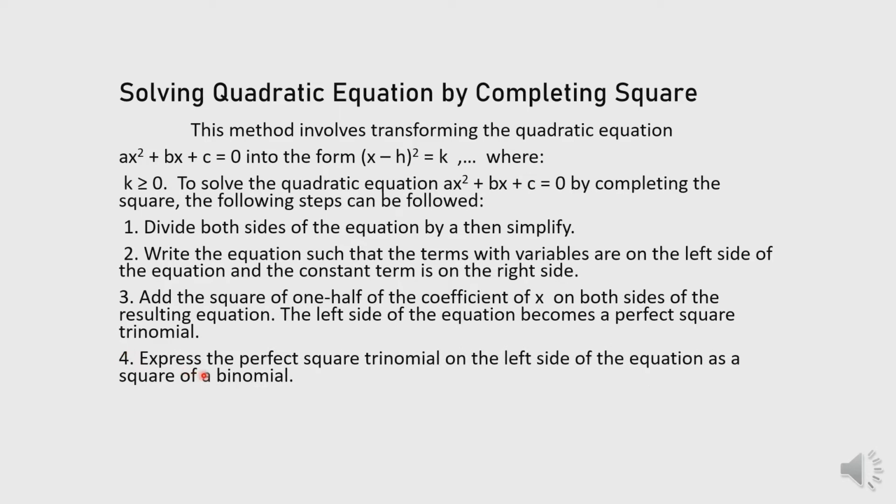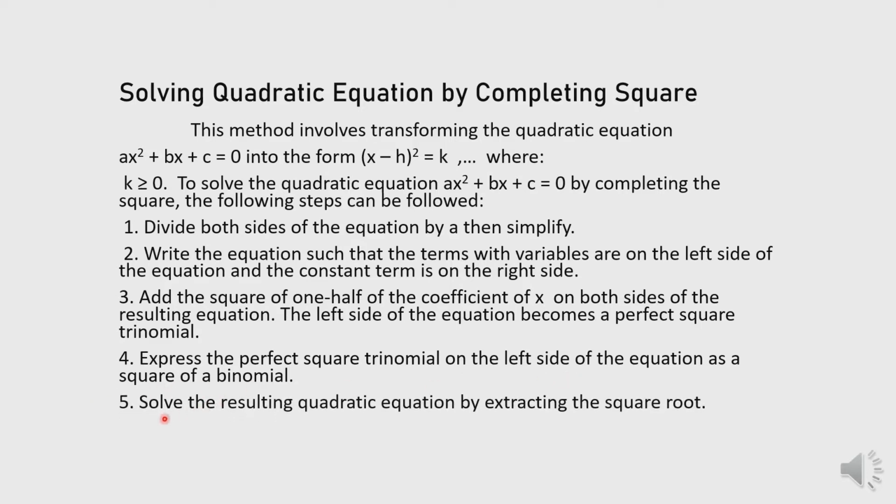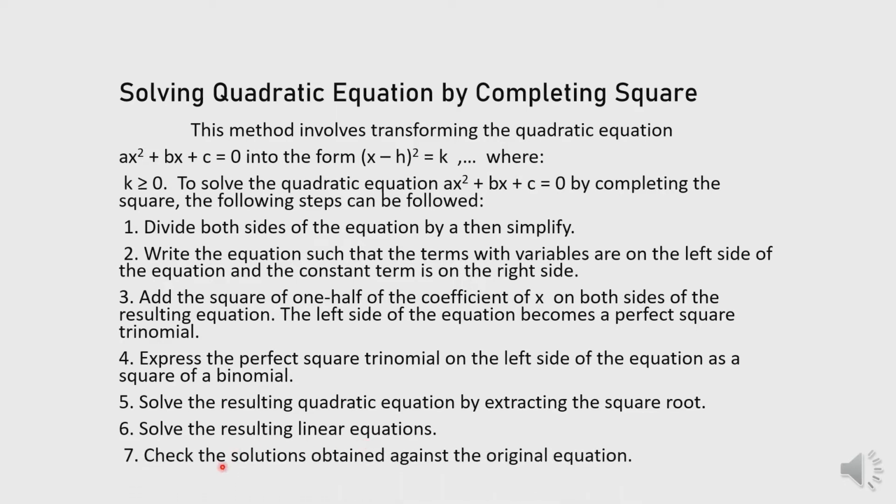4. Express the perfect square trinomial on the left side of the equation as a square of a binomial. 5. Solve the resulting quadratic equation by extracting the square root. 6. Solve the resulting linear equations. 7. Check the solutions obtained against the original equation. Now, if you can follow the steps, then I know it's easy for you to solve quadratic equations by completing the square. Okay?